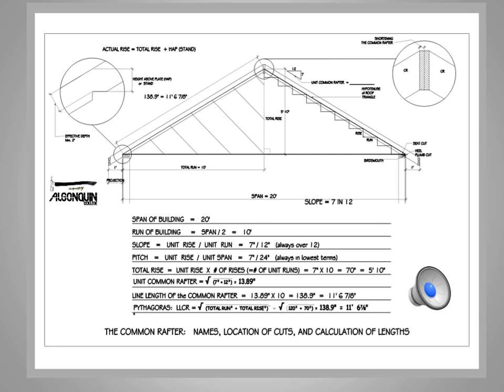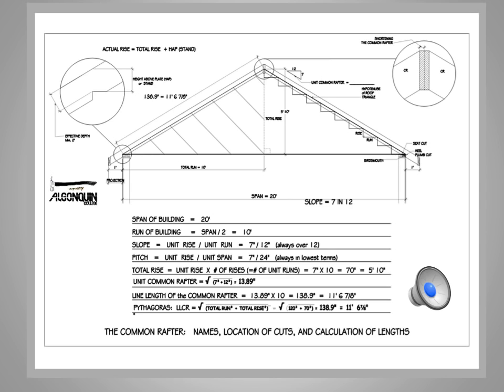Or we could do Pythagoras again to the big triangle, because now we know the base, we know the run, and we know the rise. So the line length of the common rafter would be the square root of the run squared plus the rise squared, which would be the square root of, I did this in inches, so 120 inches squared plus 70 inches squared, which would give us 138.9 inches, which is the same answer of 11 foot 6 and 7/8.